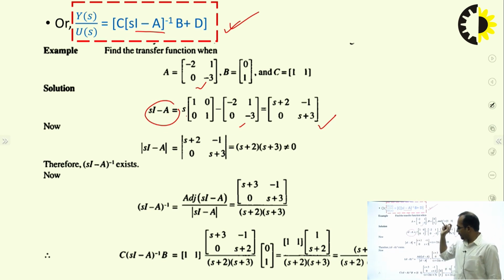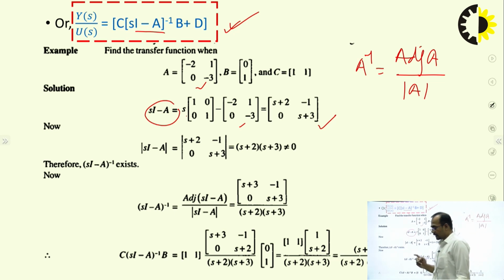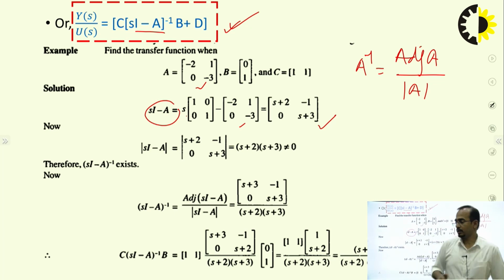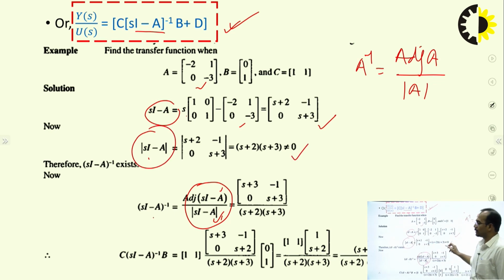For finding the inverse of any matrix, A inverse is adjoint A upon mod A. So we have to find the mod and the adjoint. So (sI minus A) inverse will be equal to adjoint of (sI minus A) upon mod of (sI minus A). After finding the adjoint, we will get [s plus 3, 0; 1, s plus 2]. And what is the mod of (sI minus A)? It will be (s plus 2) into (s plus 3).